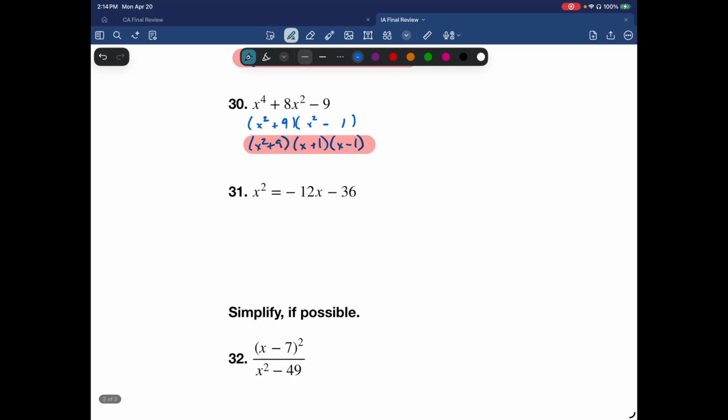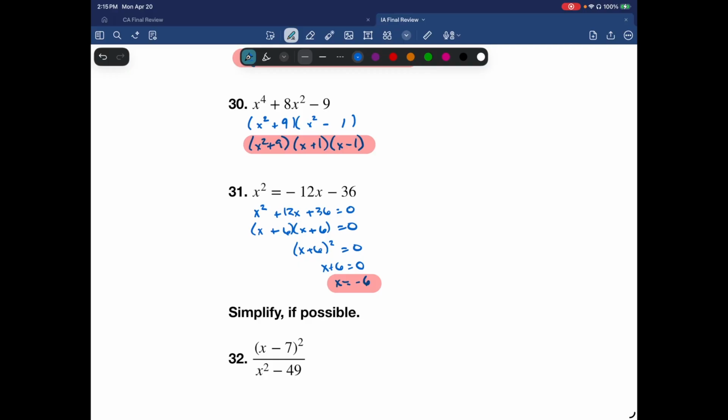There's that. And now on 31, I'm going to move everything to the same side. So x squared plus 12x plus 36 equals 0. Factor. Get x plus 6 and 6. All right, so this is x plus 6 all squared equals 0. Take square root of both sides. You get x plus 6 equals 0. So x equals negative 6. So when it's equal to 0, you have to solve for x. And so that's what we get.